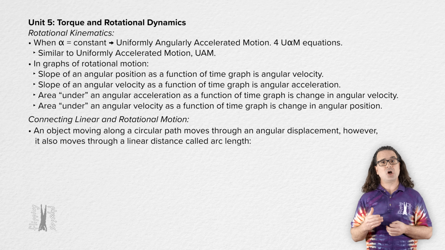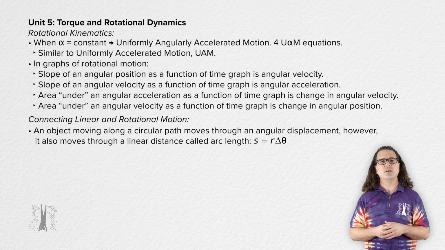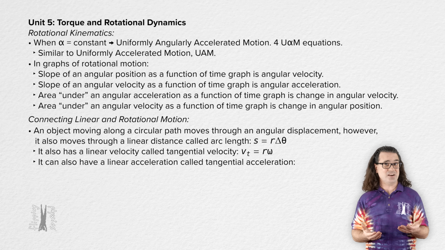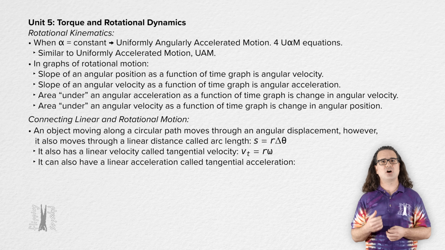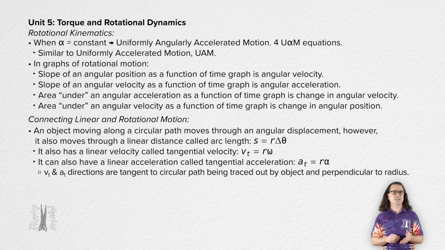An object moving along a circular path moves through an angular displacement. However, it also moves through a linear distance called arc length, which equals radius times angular displacement. It also has a linear velocity called tangential velocity, which equals radius times angular velocity. It can also have a linear acceleration called tangential acceleration, which equals radius times angular acceleration. The directions of tangential velocity and tangential acceleration are tangent to the circular path being traced out by the object and perpendicular to the radius.